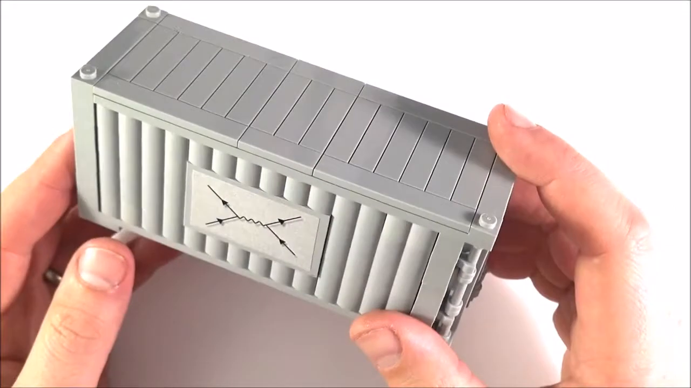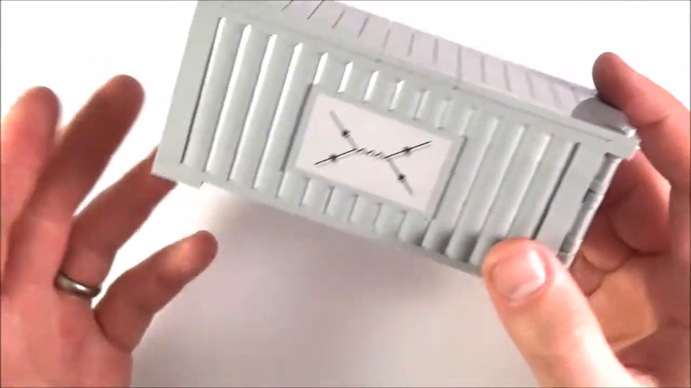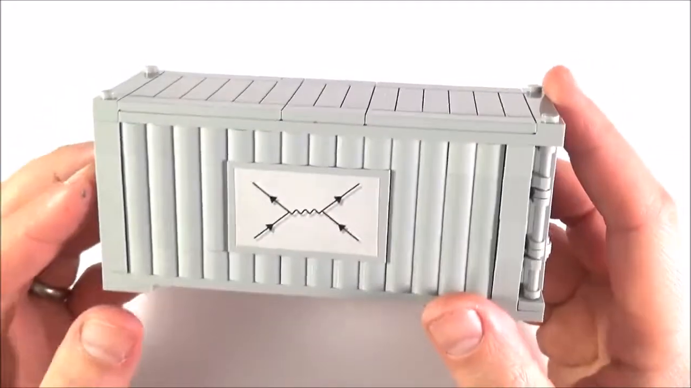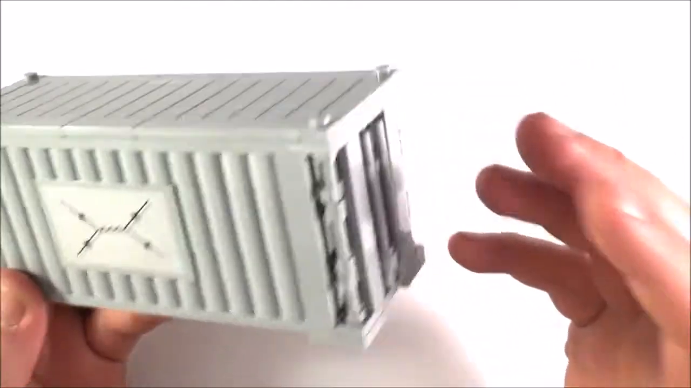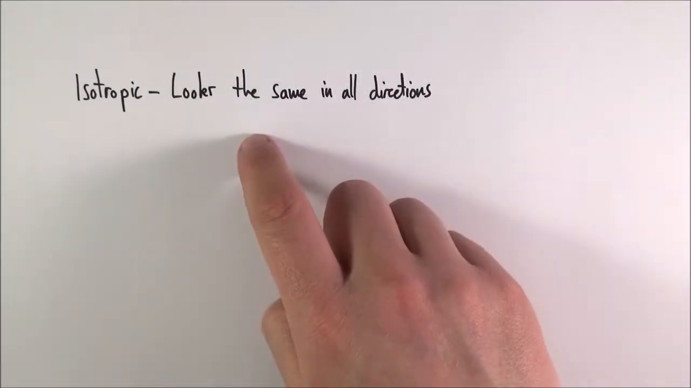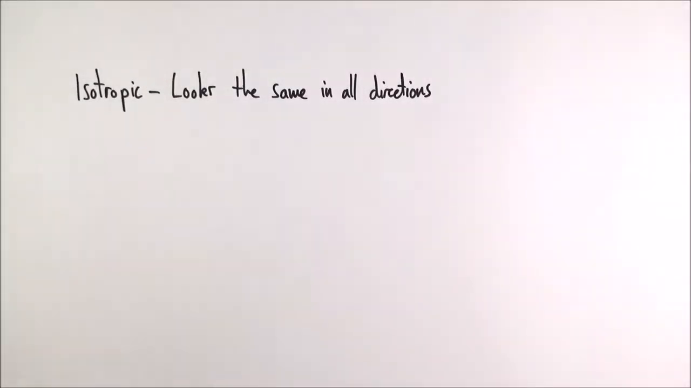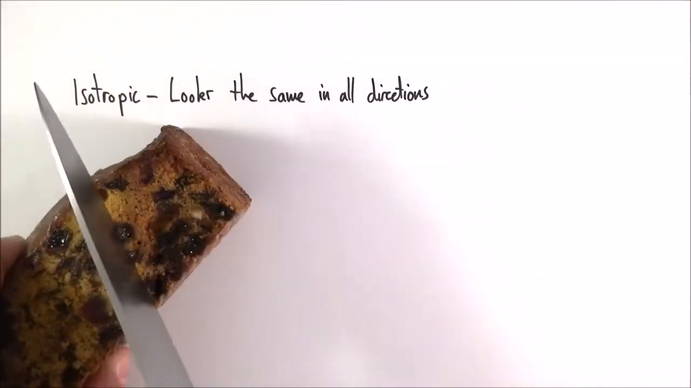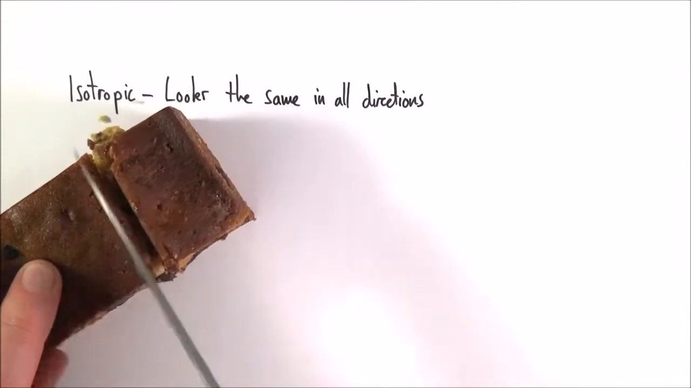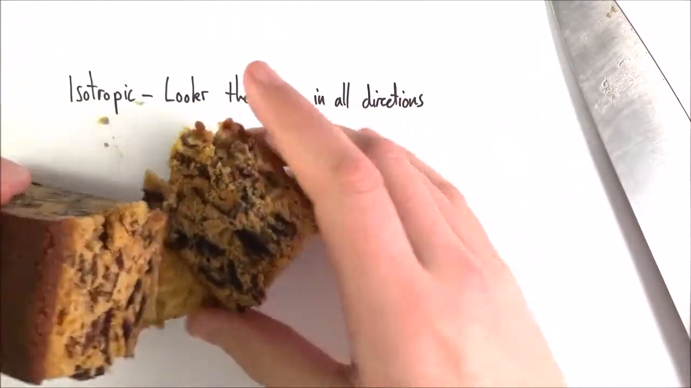Now ISO, this comes up in chemistry quite a lot, but we can also use the word isotropic. Isotropic means that something is the same in every direction, that something looks the same in all directions. But there's another word that we can use, and this word, if I just cut this bit of cake here, which is quite a bit harder than I thought, is homogeneous.